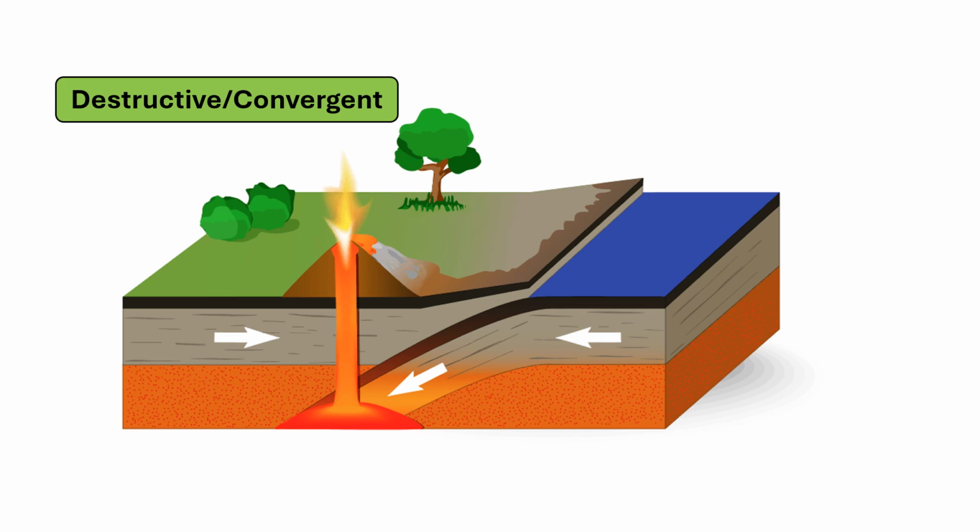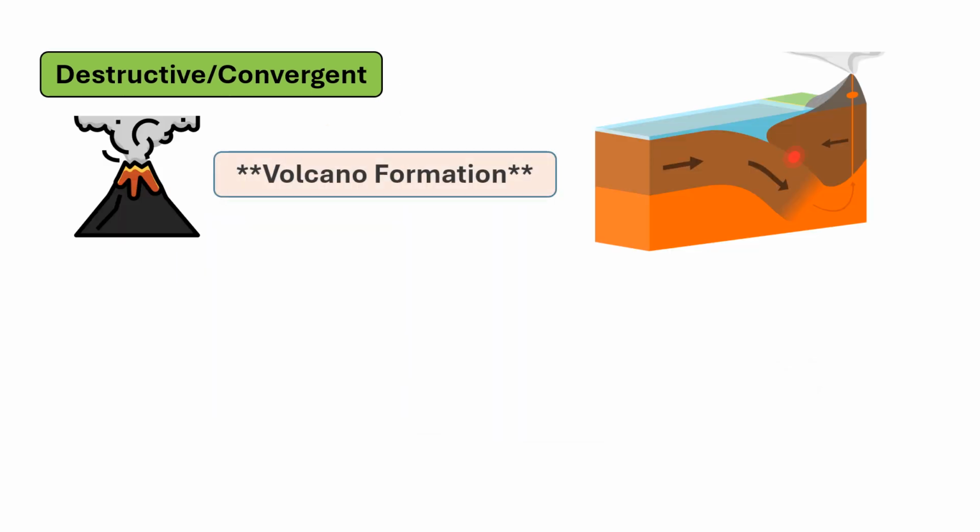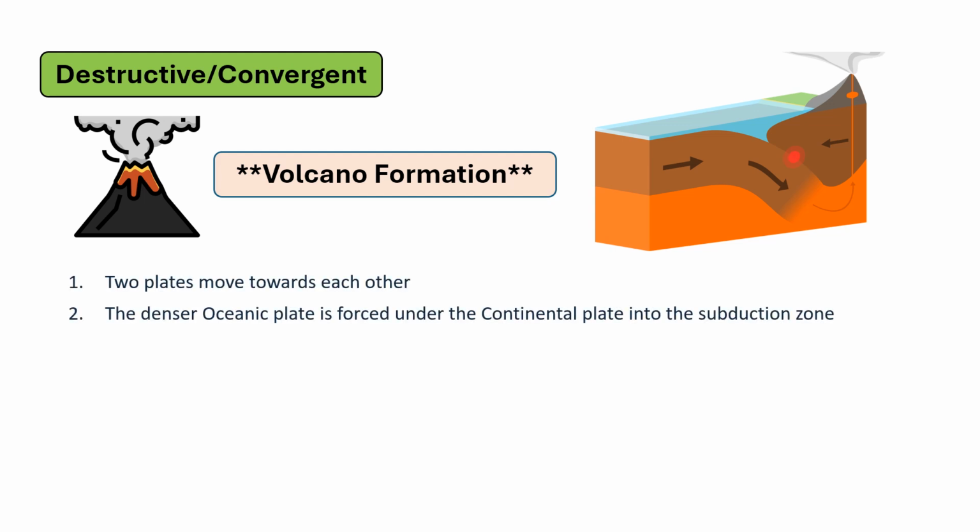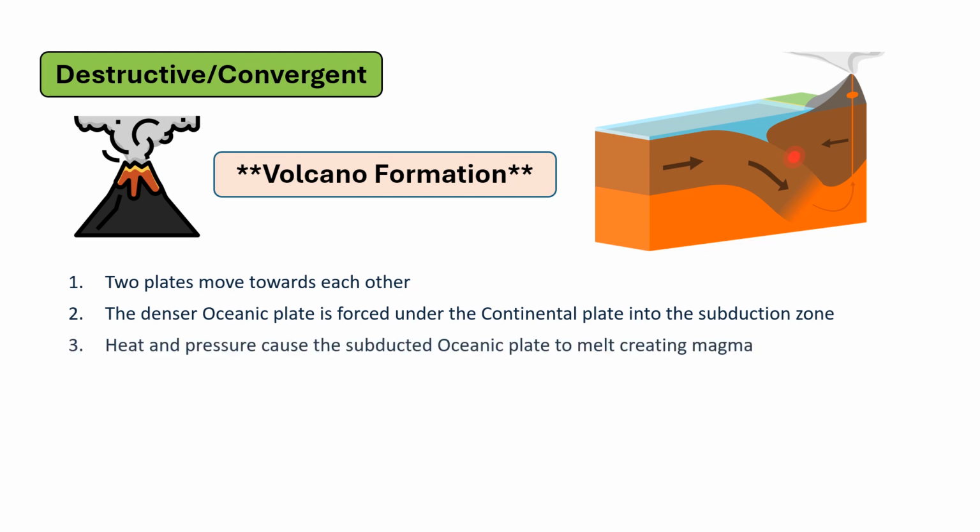Destructive, convergent. Again, I'm going to look at this in two ways. First of all, I'm going to look at how a volcano would be formed, and plates are moving towards each other here. The oceanic plate is denser than the continental plate, and therefore, because it's denser, it goes under, it's forced under into what we call the subduction zone.